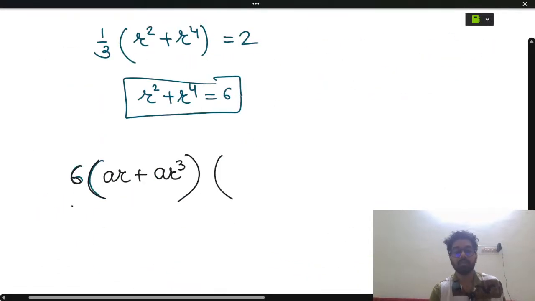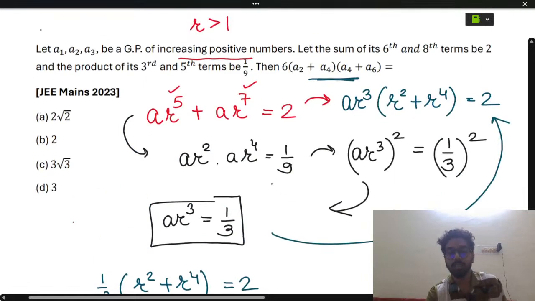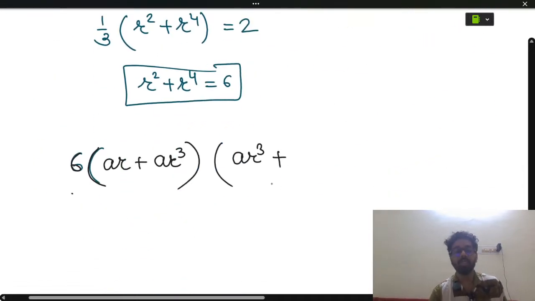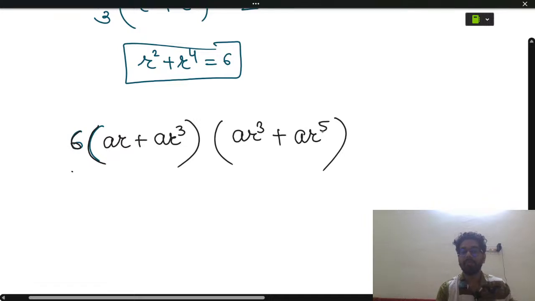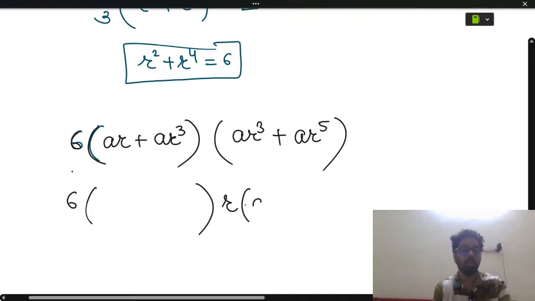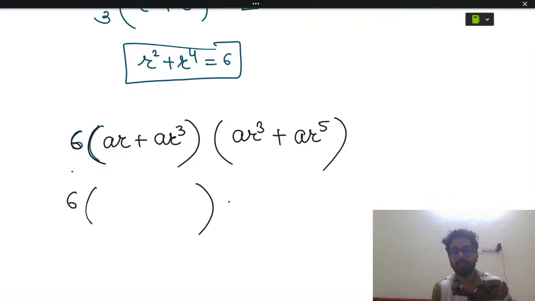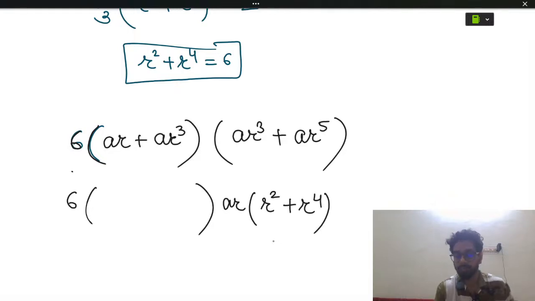A4 plus A6. What is A4? AR^3 plus... what is A6? AR^5. Okay. Now here, if I take AR common from here, what will happen? If I take AR common from here, this will create R square plus R power 4.